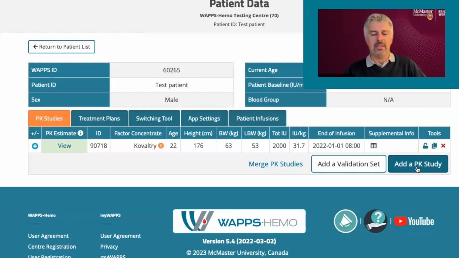When I have such a point, a subsequent measurement of factor in a patient, say during a follow-up visit, or for any reason, I can also use that information to validate the PK. I will try to explain what we mean by validate, but for now, I'll show you how it works. So I could add a PK study here, or I could add a validation set.